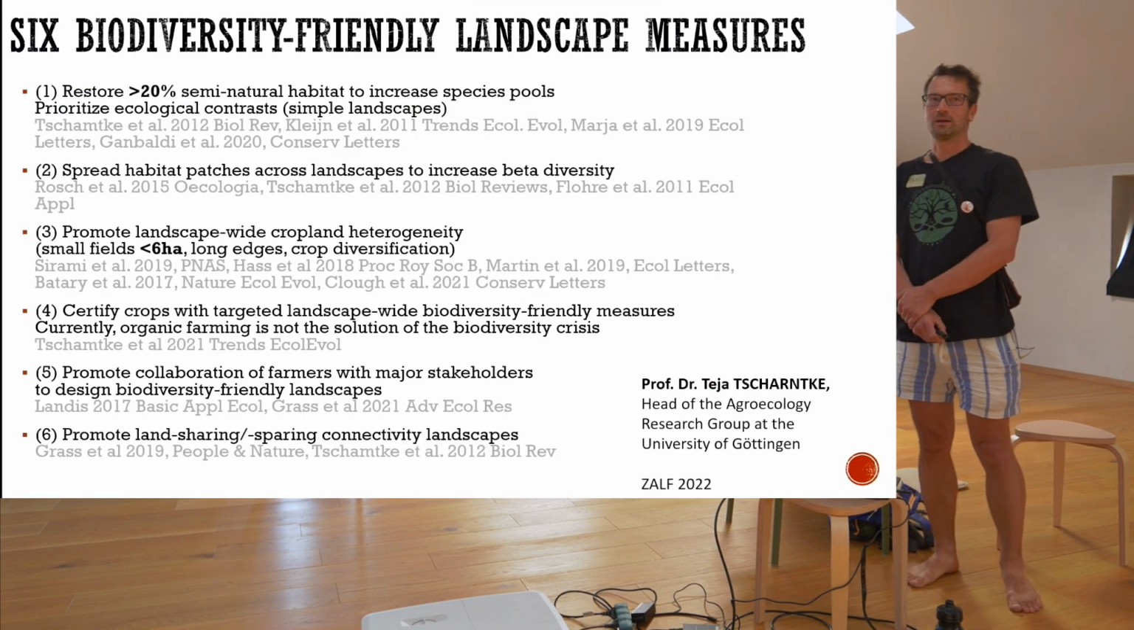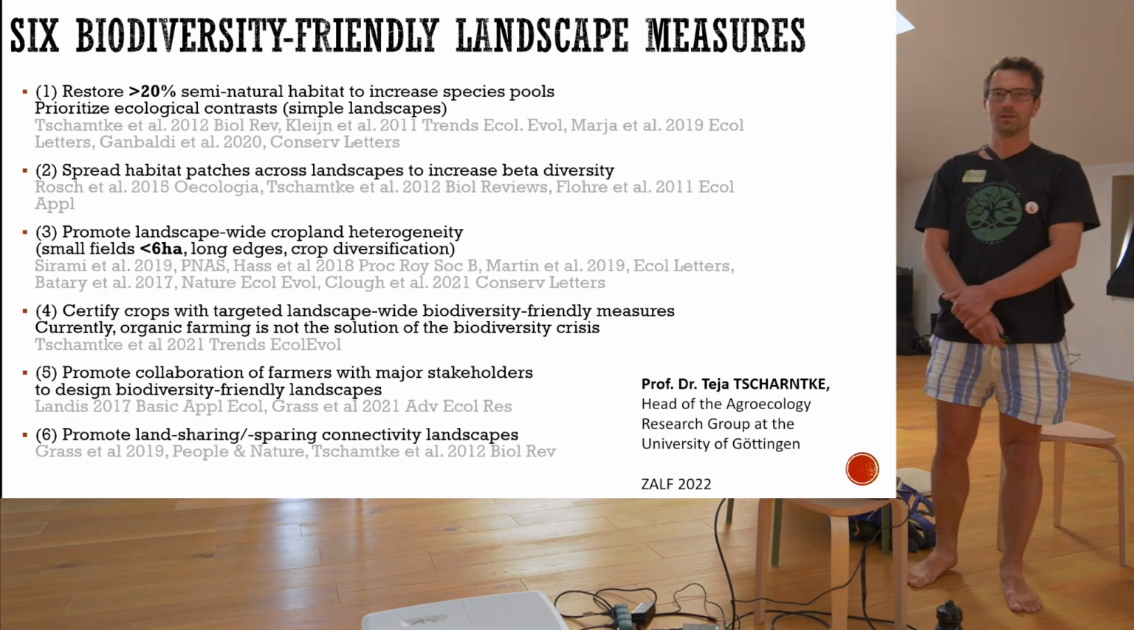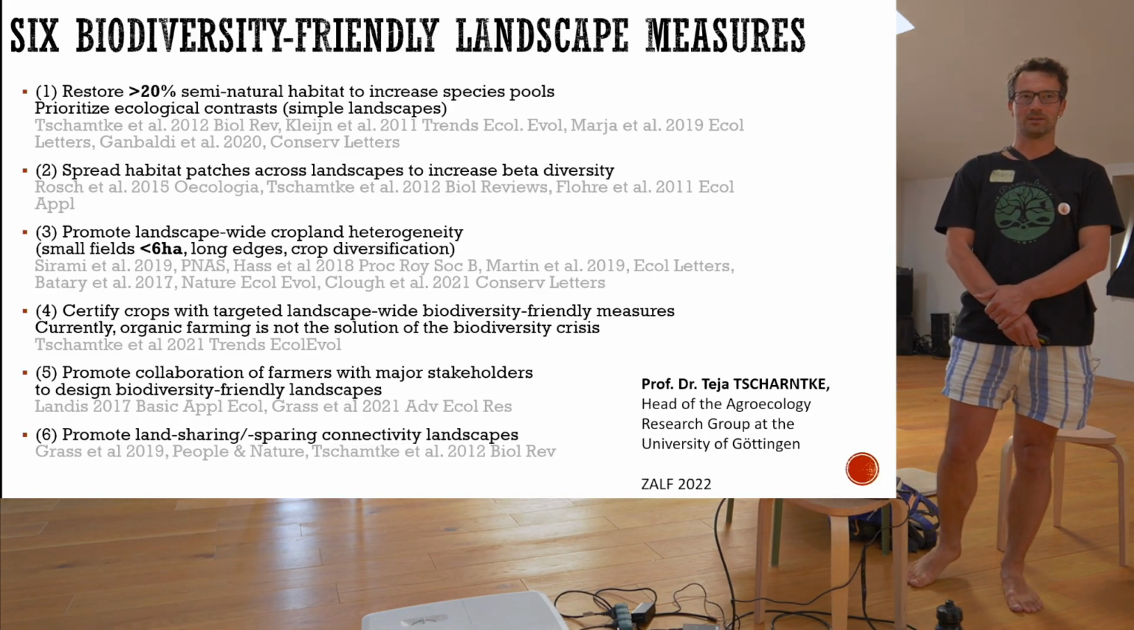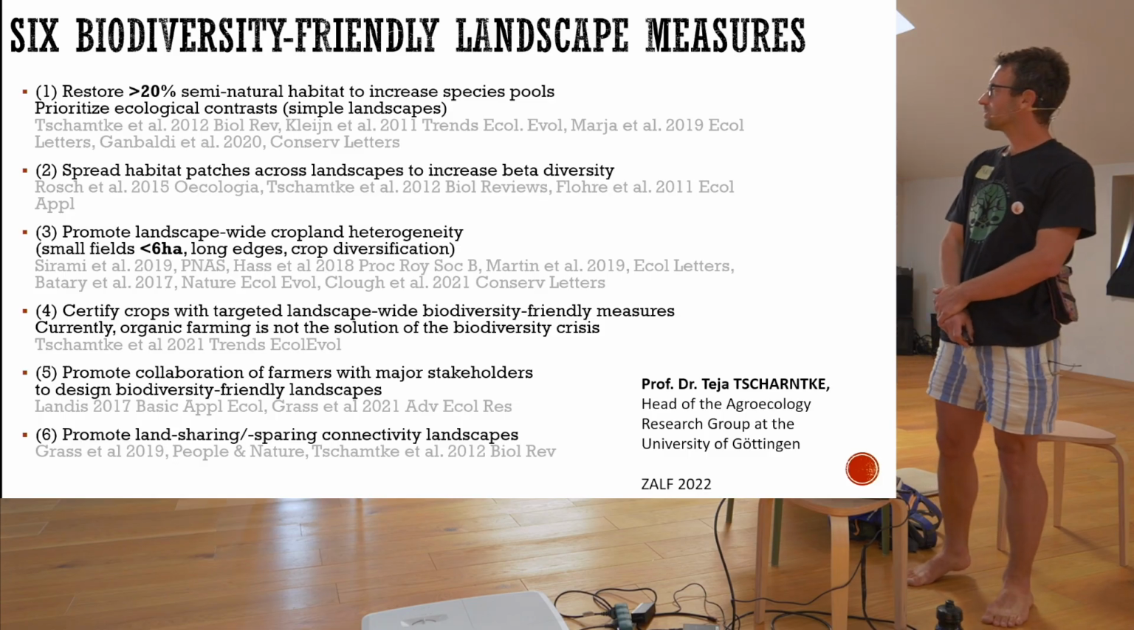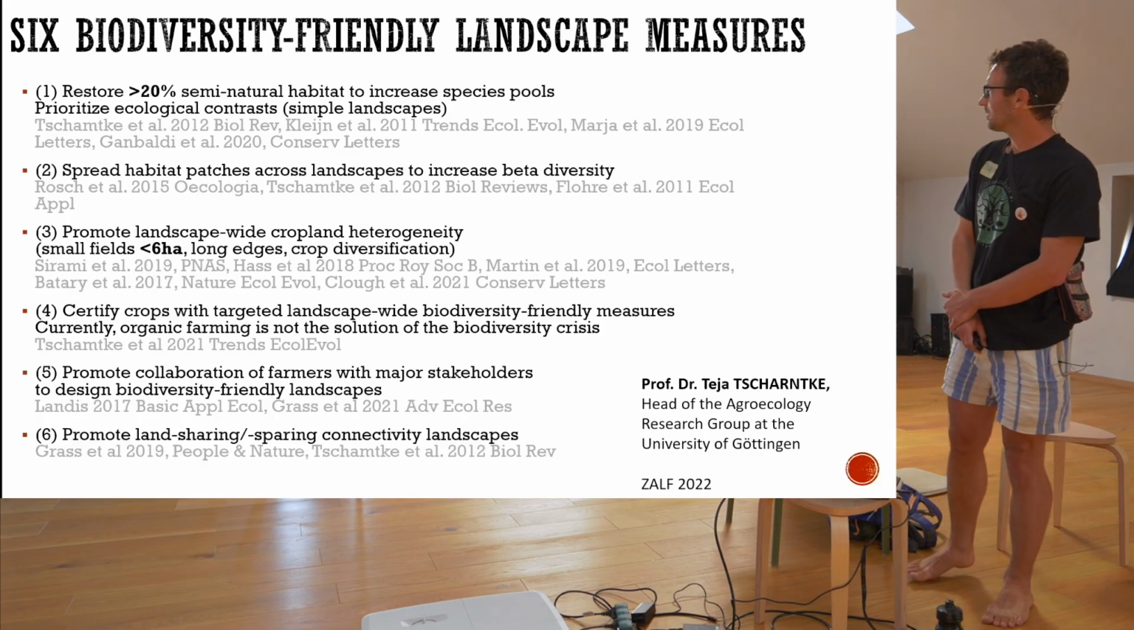So as an academic, I will present some academic insights, and you can hopefully use them for advocating your actions when you communicate with farmers, when you communicate with communities, maybe even when you write your grant application. You can use some data from research publications. All these publications are referenced.